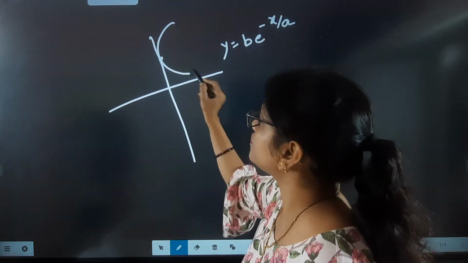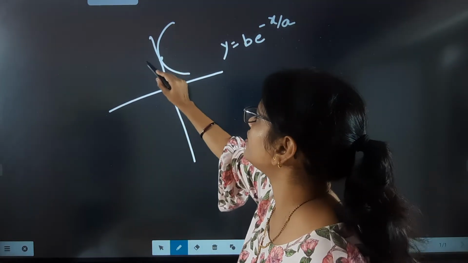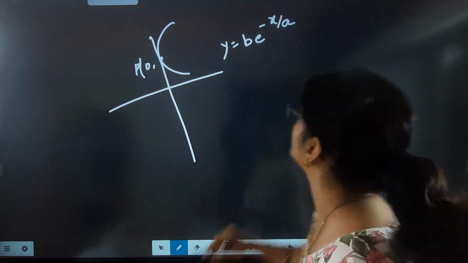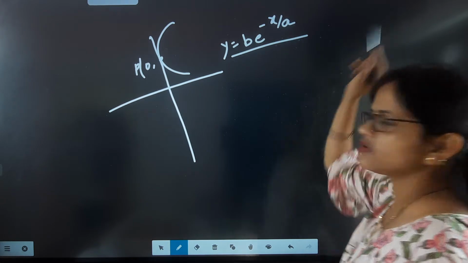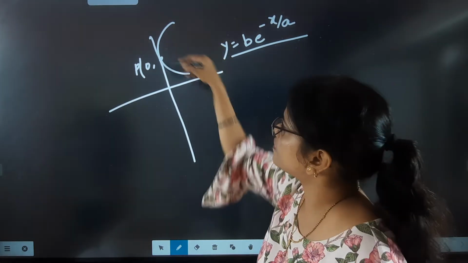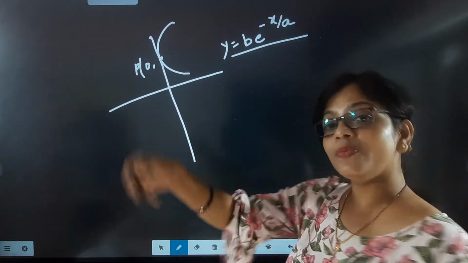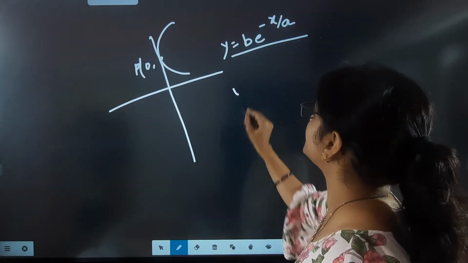So since the curve is touching the y-axis, at that point where it is touching the y-axis, the x value will become 0. Okay, so now here this is the equation of the curve. Now the moment the curve touches this point, the x value will become 0. So what will be the value of y?